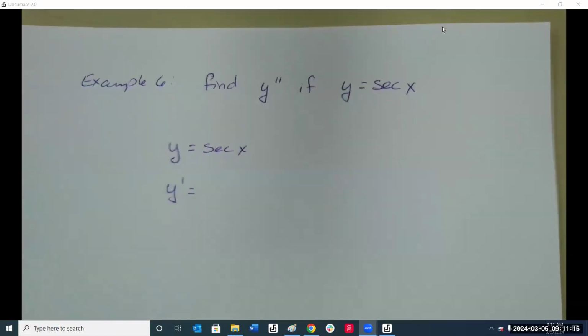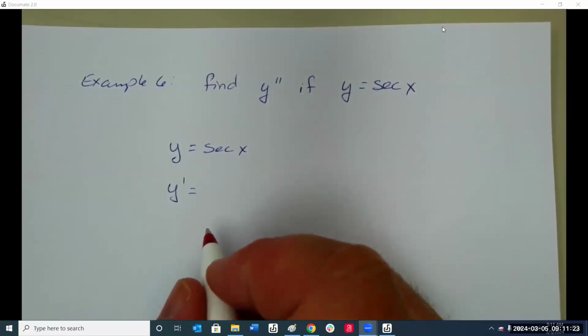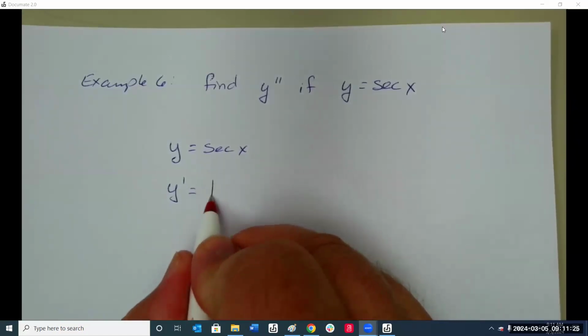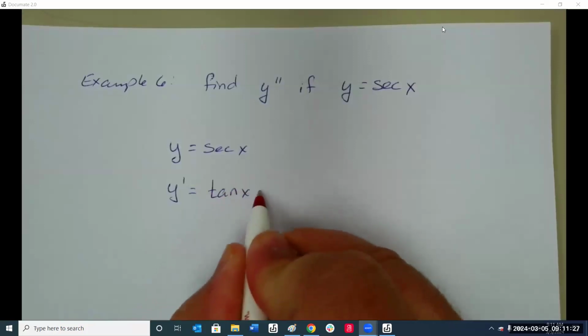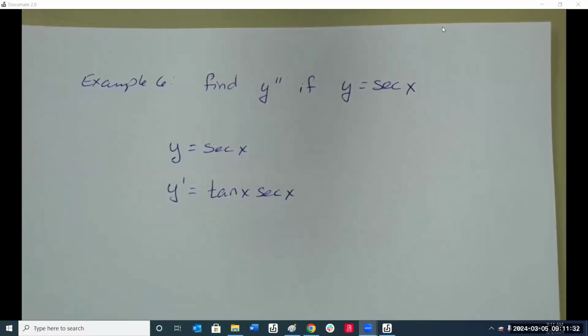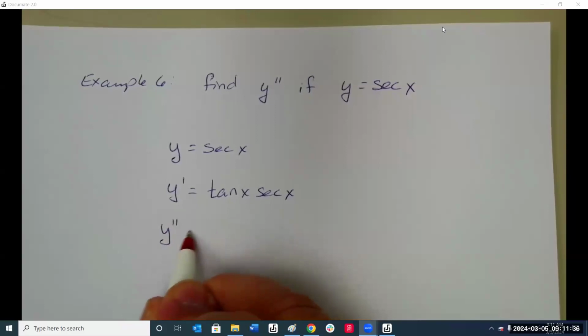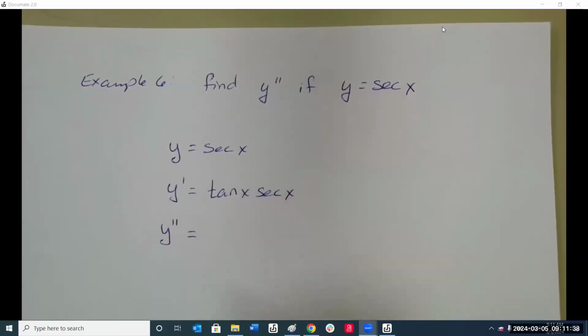Fortunately, we took the first derivative already. What's the first derivative of secant? What's that? Right. Tangent x, secant x. Yay, we did the first part. Now we have to do this derivative, which means now we have a product rule.